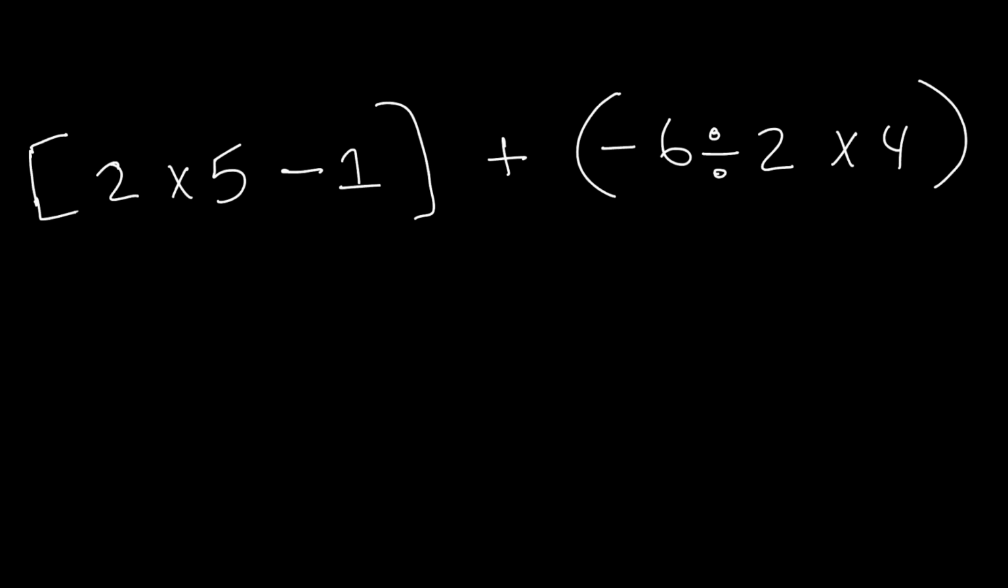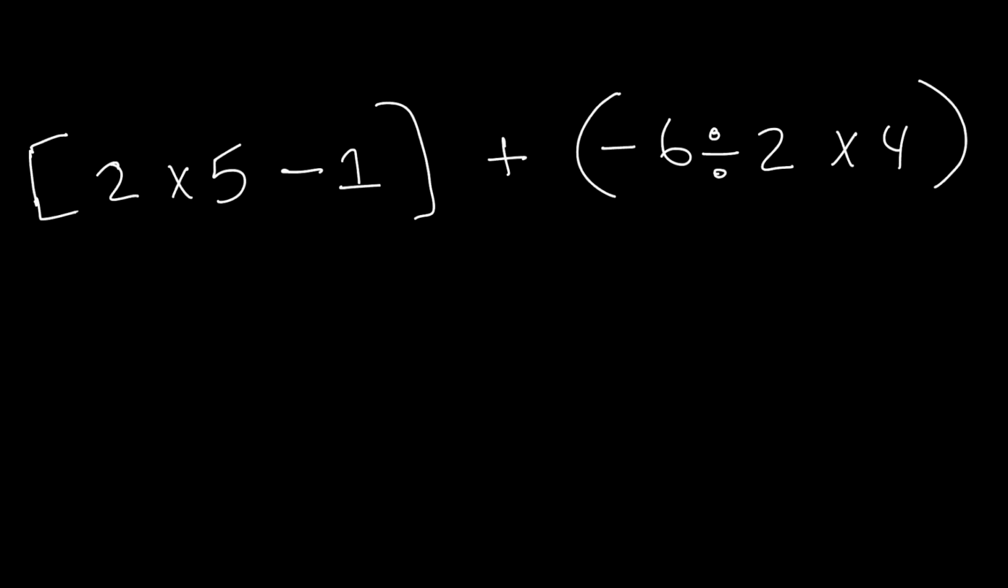For extra credit, let's take a look at a more complicated problem. Here we have 2 times 5 minus 1, which are in brackets, plus negative 6 divided by 2 times 4, which are in parentheses. Pause the video now to see if you can solve it, and it's okay if you do not get this right. I will soon make a video to show a list of math problems that should prepare you for the worst.